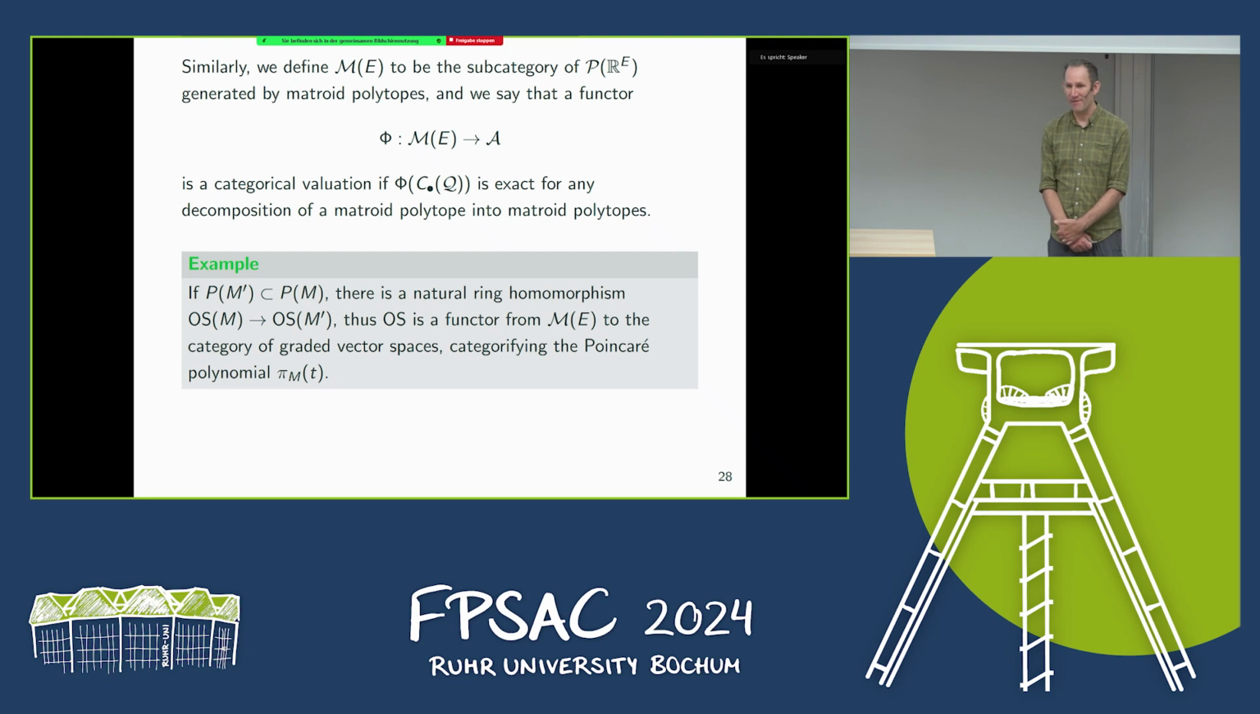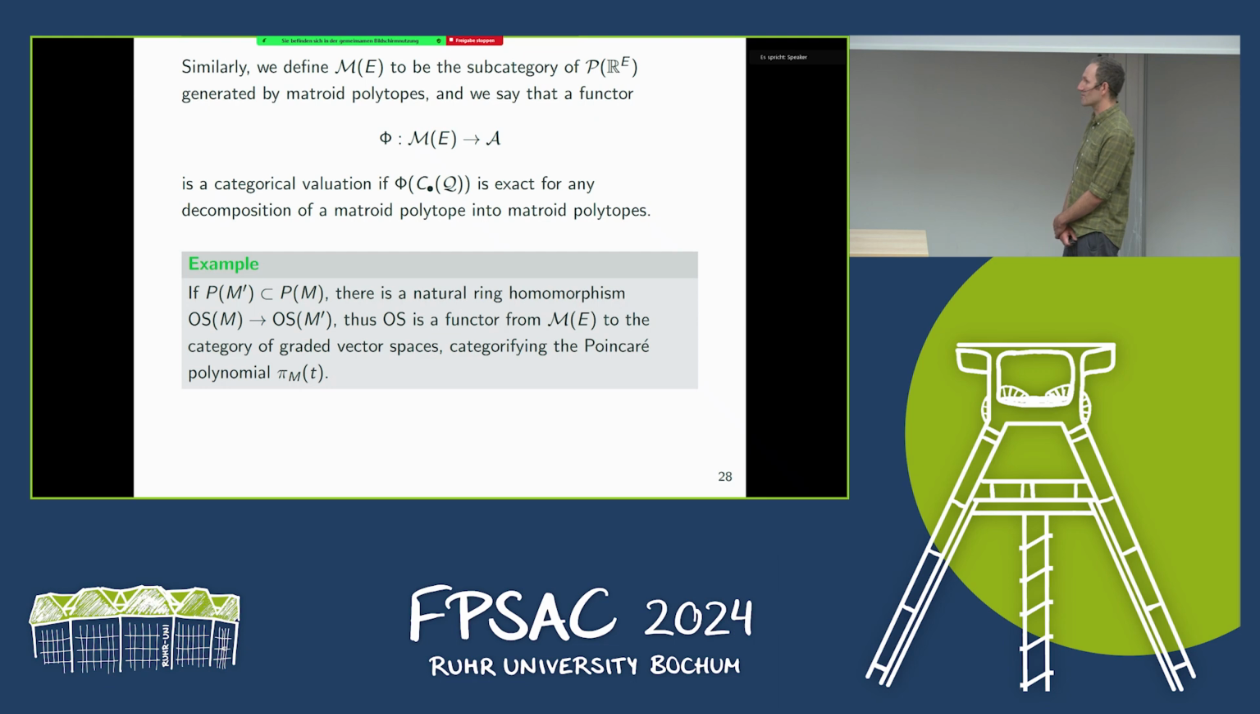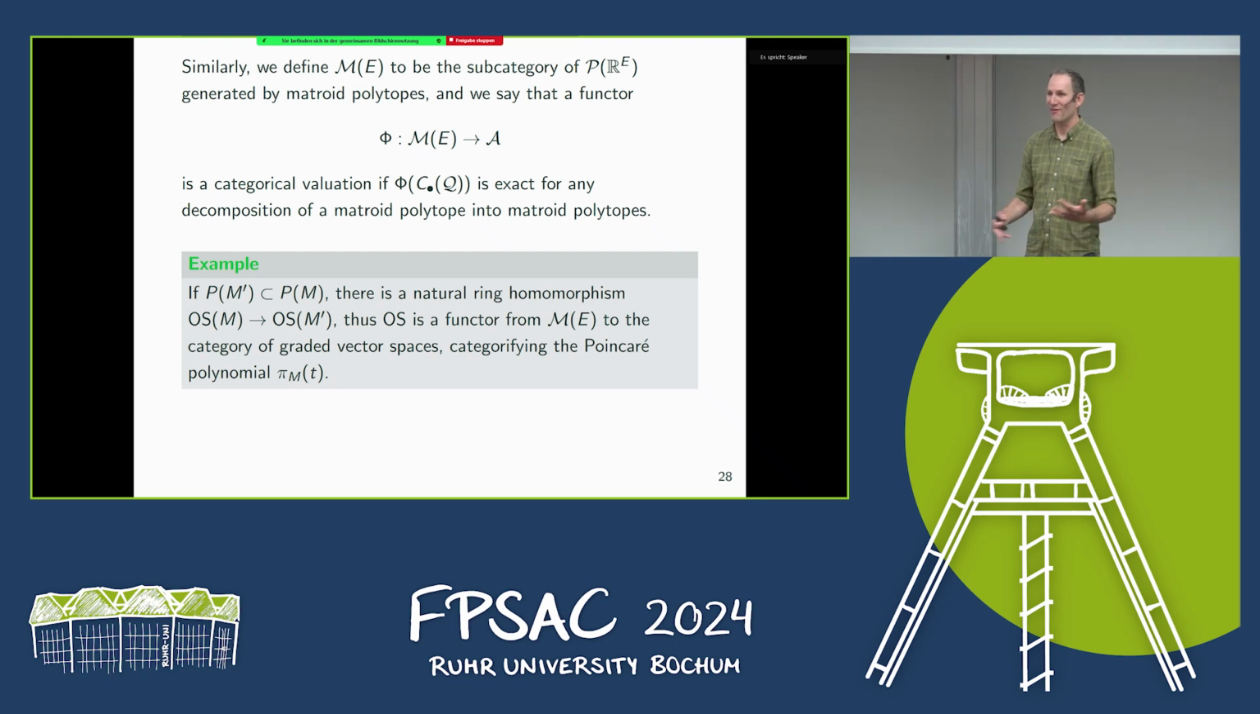So an example, I won't give the full example, but whenever I have a weak map of matroids from M to M prime, in other words, whenever the matroid polytope of M prime is contained in the matroid polytope of M, there is a completely canonical ring homomorphism from the Ehrlich-Solomon algebra of M to that of M prime. In fact, the Ehrlich-Solomon algebra of M prime is a quotient of the Ehrlich-Solomon algebra of M. I didn't give you the presentation, so this doesn't follow from what I told you, but it follows immediately from the presentation if you write it down.